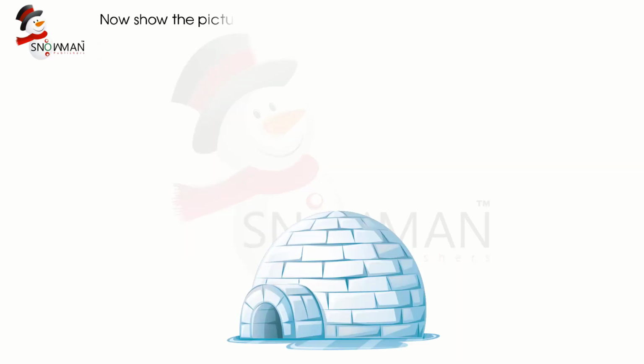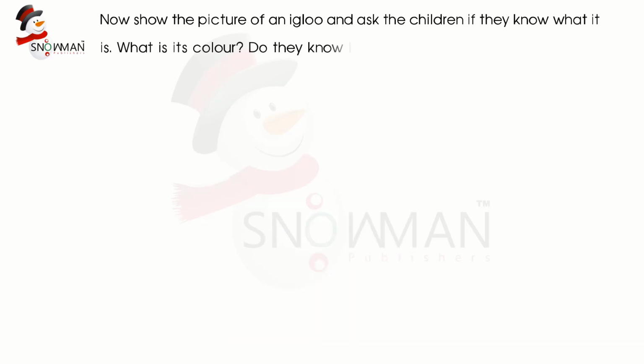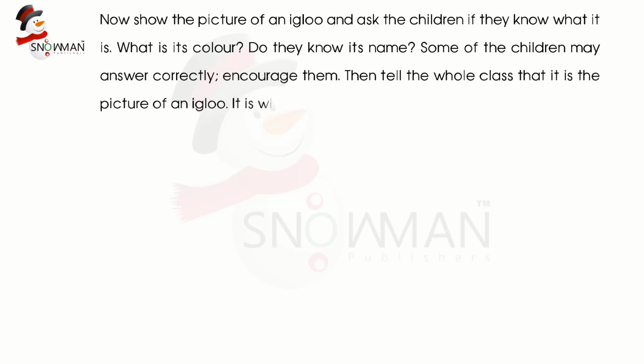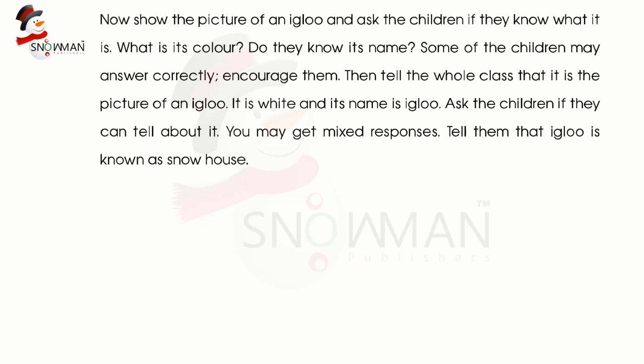Now, show the picture of an igloo and ask the children if they know what it is. What is its color? Do they know its name? Some of the children may answer correctly. Encourage them. Then tell the whole class that it is the picture of an igloo. It is white and its name is Igloo. Ask the children if they can tell about it. You may get mixed responses. Tell them that igloo is known as snow house.